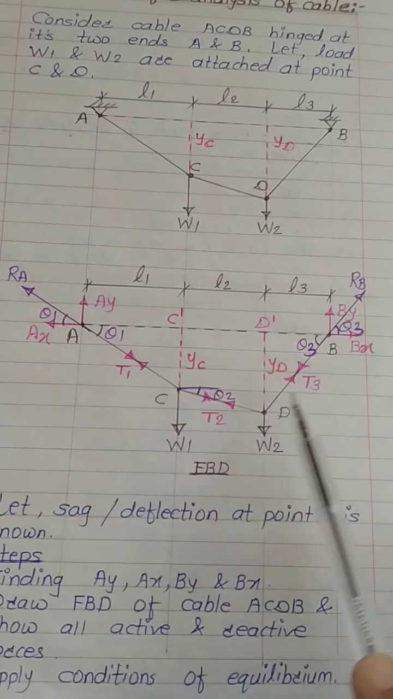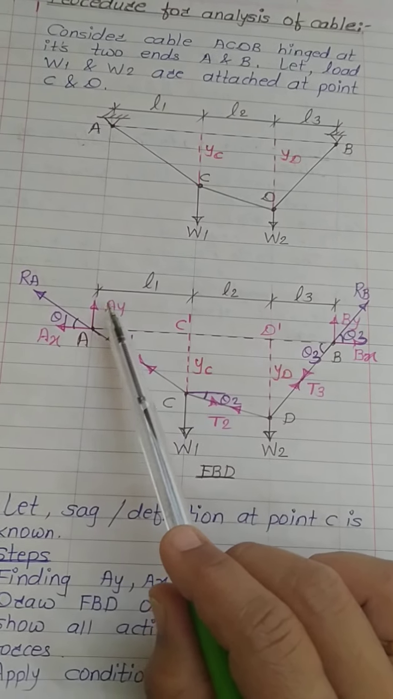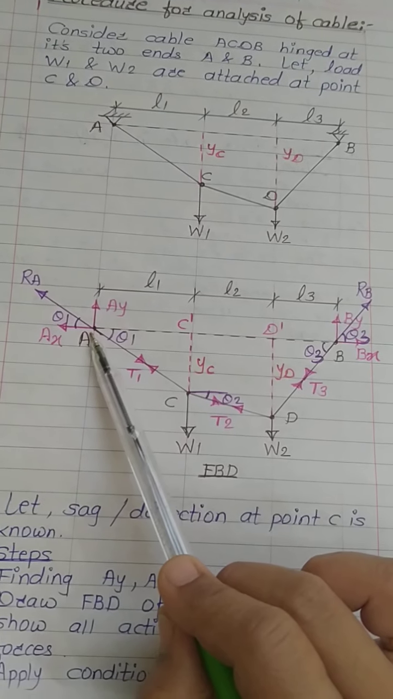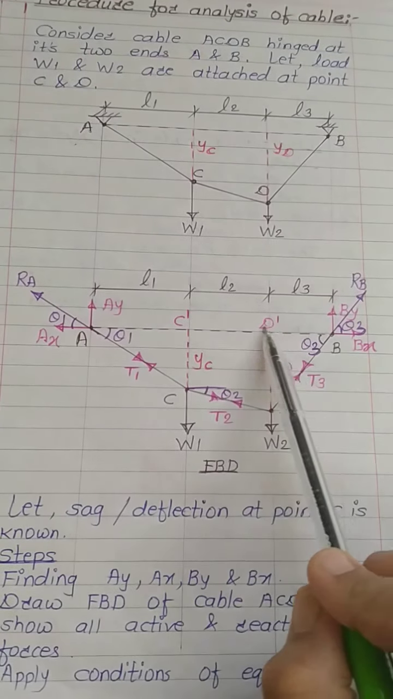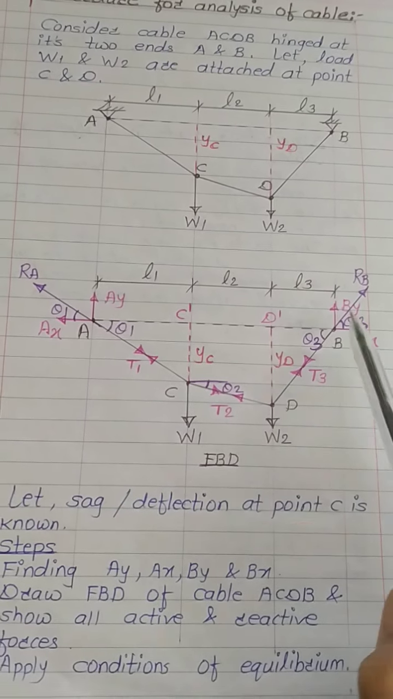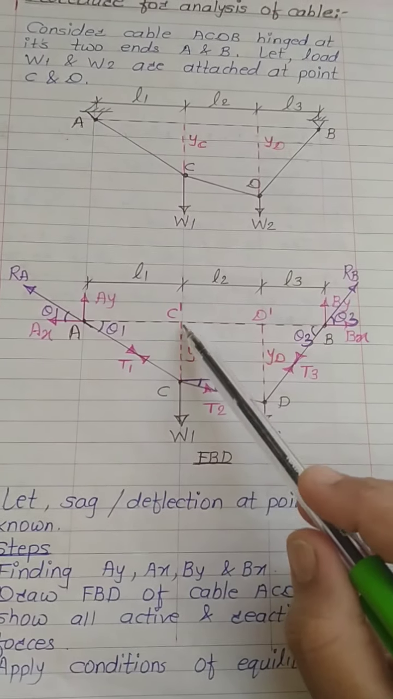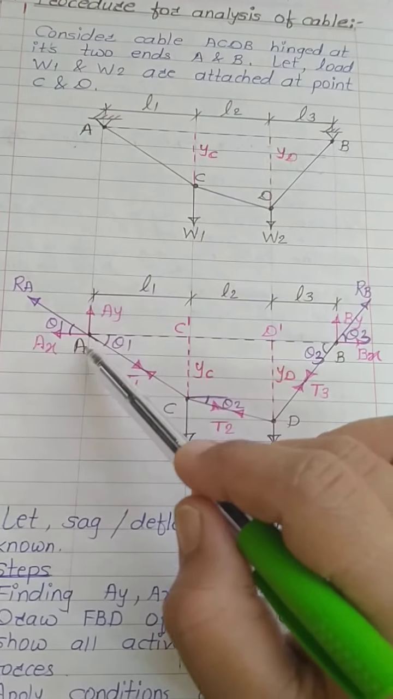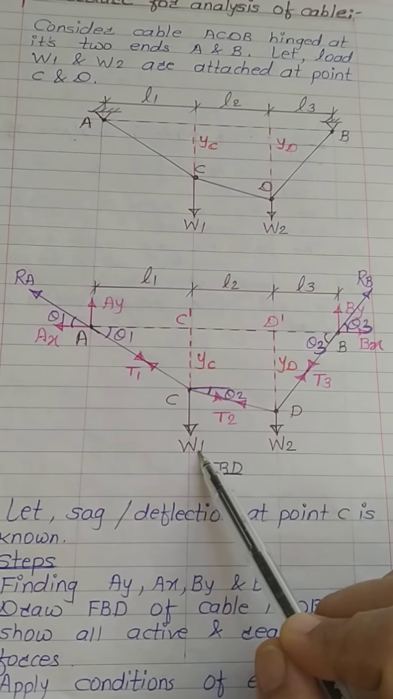Now consider this free body diagram. I am going to take moment of all forces about this point A. Since AY and AX, both these forces, are passing through point A, their moment about point A will be 0. Similarly, if you extend the line of action of the BX force, it is going to pass through point A. So again the moment of BX about A will be 0. Now take moment of the remaining forces. Look, W1 is going to rotate in the clockwise direction about point A. So for W1, its moment will be negative according to my sign convention.